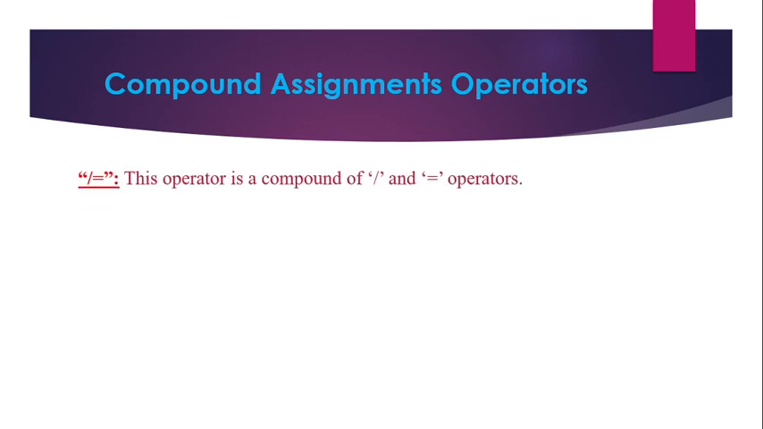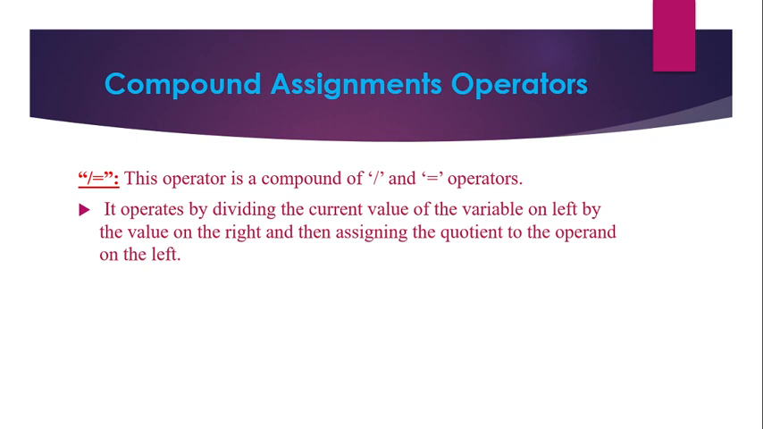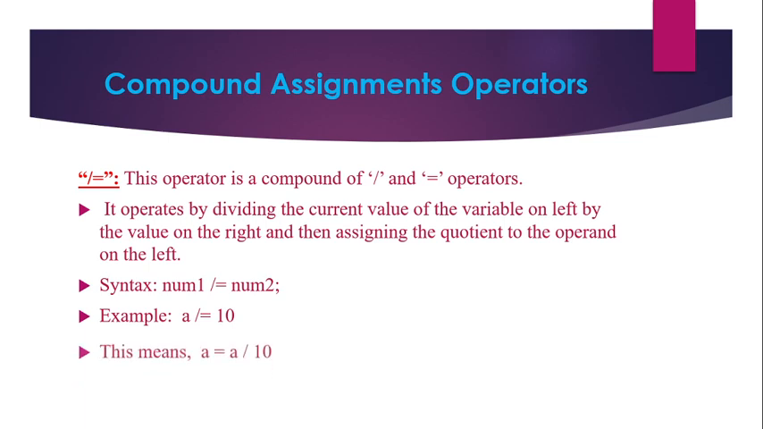Next is the /= operator. This operator is a compound of divide and equals operator. It operates by dividing the current value of the variable on the left by the value on the right and then assigning the quotient to the operand on the left. We all know that the divide operator gives the quotient as a result. And its syntax is num1 /= num2. For example, a /= 10, which means that a = a / 10.